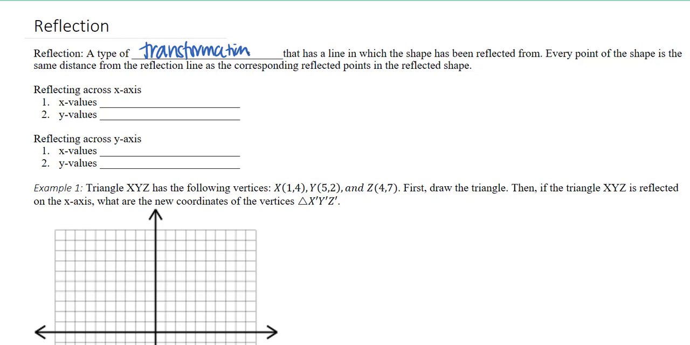Reflecting across the x-axis means the x values are going to stay the same, and then the y values become opposite. Reflecting across the y-axis, then, x values become opposite, and then our y values stay the same. So let's get into the first example.